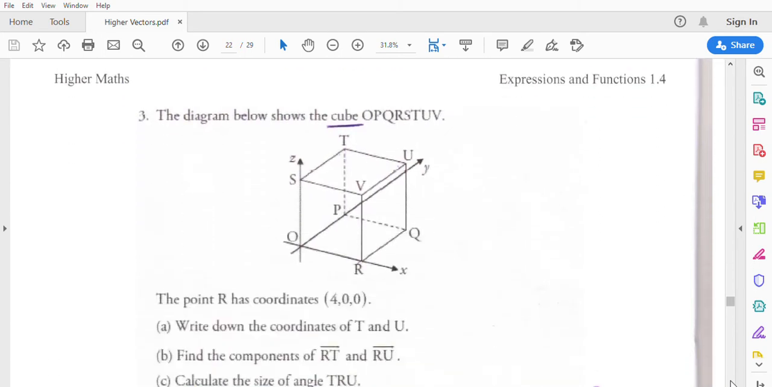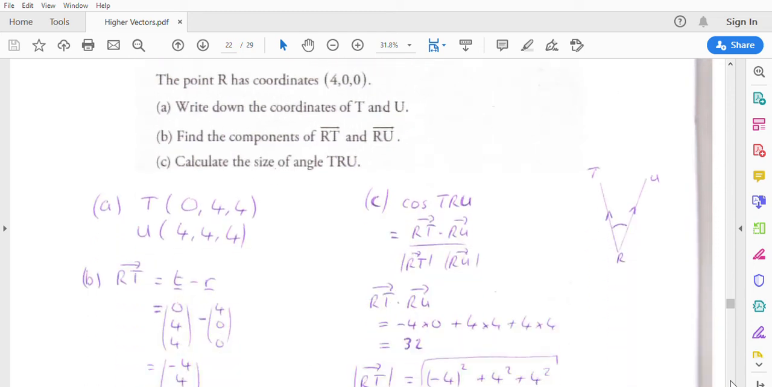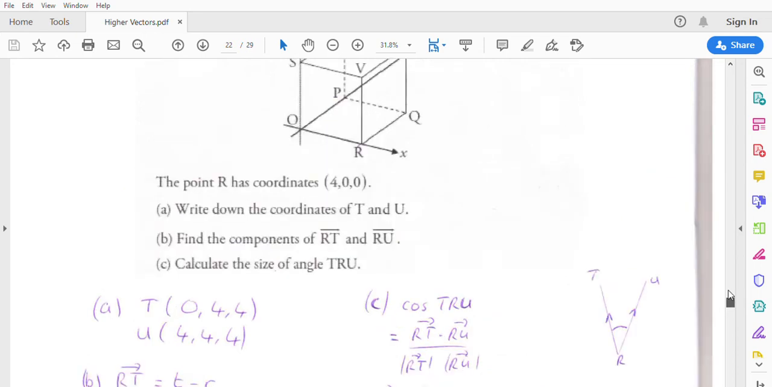So question 3. Again, this is very similar to something you might see in the final exam. If this comes up, this should be one of your banker questions. You should be getting 7 or 8 marks out of 7 or 8 if we have this extra step at the start. So I will just scroll back up.